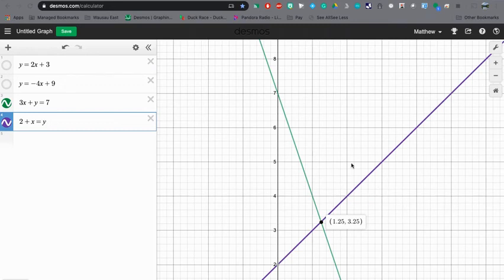All right, so graphing is a great way to solve these or to check your answers if you do substitution or elimination first.